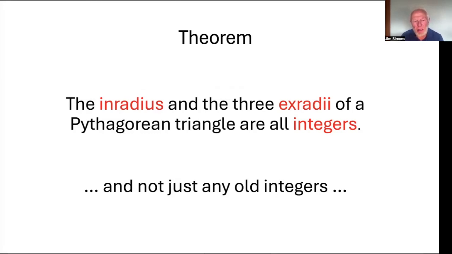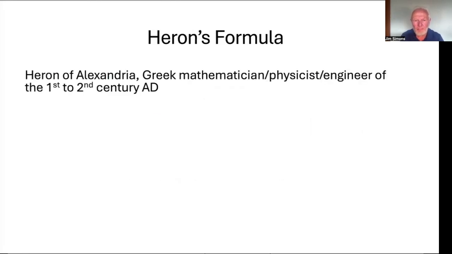Well, what we want, first of all, is a formula for the in radius of a triangle. And the way to start on that is to use Heron's formula for the area of a triangle. So Heron of Alexandria, Greek mathematician, first to second century AD. Well, I say Greek. He lived in Alexandria, at least in the beginning of his life, which is a Greek city in what we now call Egypt.